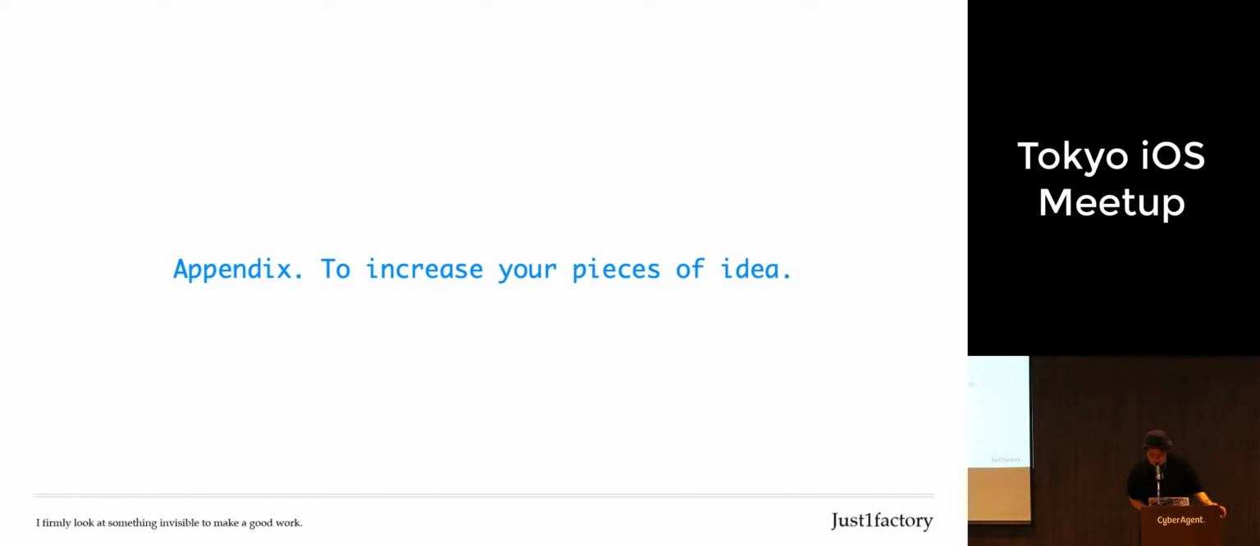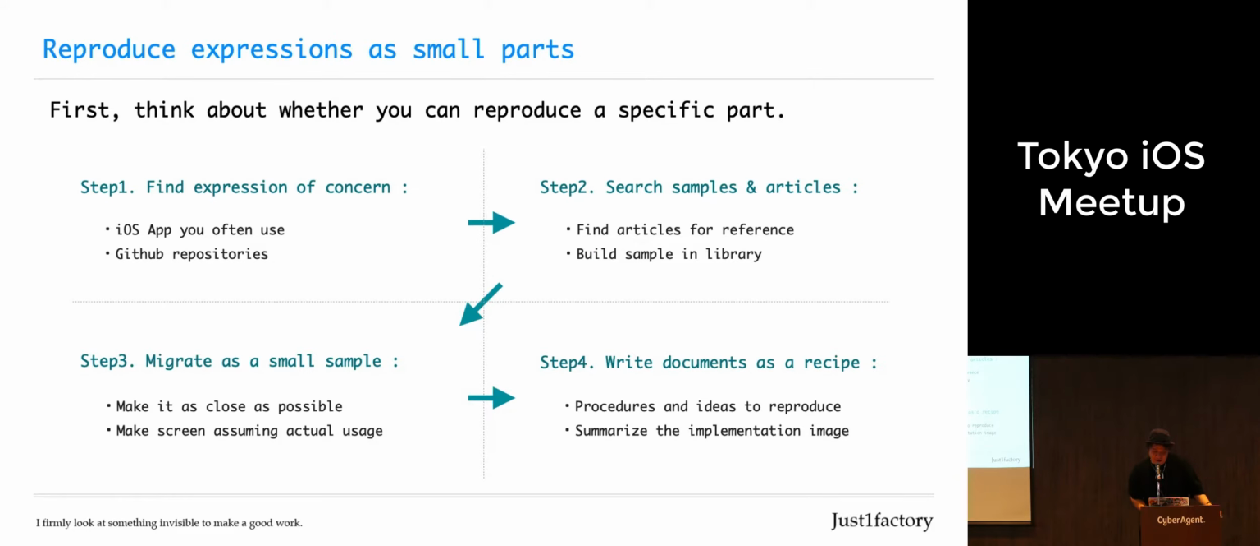Appendix 2: increase your pieces of ideas. Reproduce expressions as small parts. First, think about whether you can reproduce to a specific part. I divided it into 4 steps. Step 1, find expressions of concern. Second step, search samples and articles. Step 3, migrate as a small sample. Step 4, write documents as a recipe.